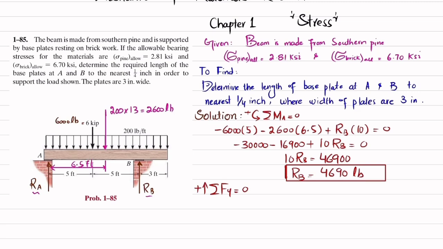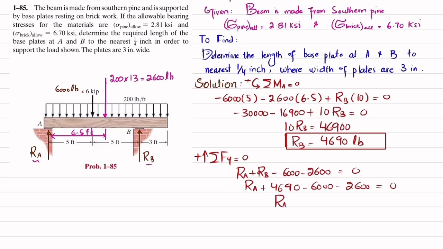Now you can find Ra by using the equation of equilibrium that the sum of all forces along the y direction must be equal to 0, with upward force taken as positive. So Ra is upward, so plus Ra plus Rb minus 2,600 and minus 6,000, their sum must be equal to 0. So Ra plus Rb, which is 4690, minus 6,000 minus 2,600 is equal to 0. When you calculate it, you will get Ra equal to 3910 pounds.